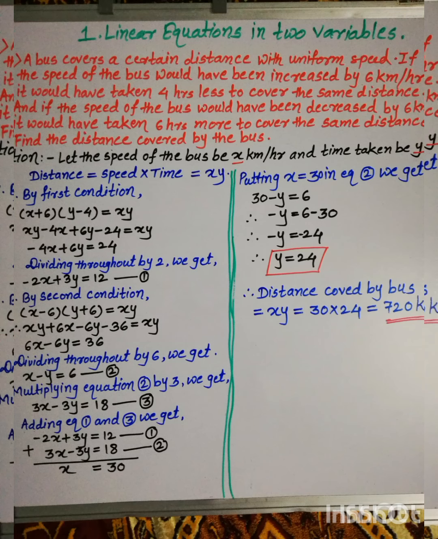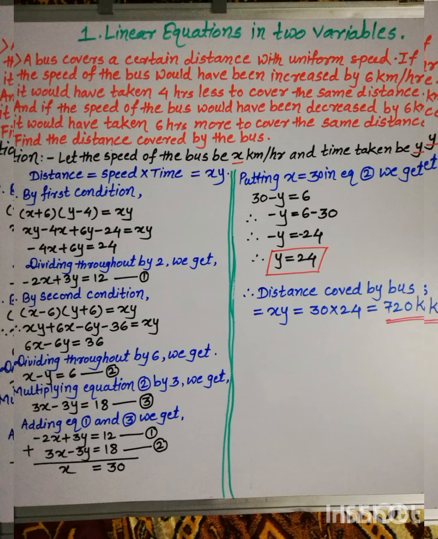Okay. So by using the first condition, if we will increase the speed of the bus, that is x plus 6, it will take 4 hours less to cover the distance. So the time we have to reduce by 4, which is y minus 4, and the product of this is nothing but the distance, which is equal to xy. After calculation, we get here minus 2x plus 3y is equal to 12.